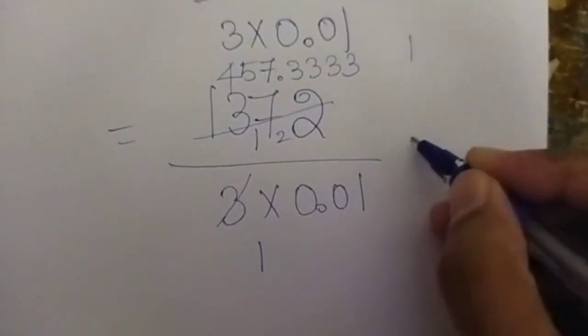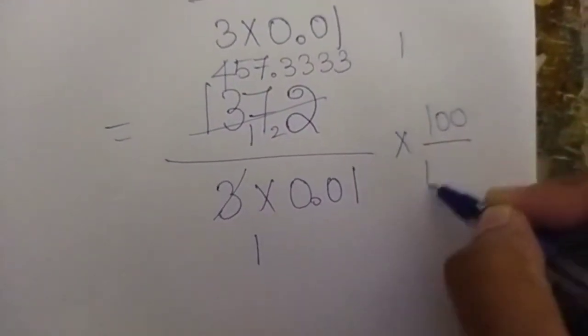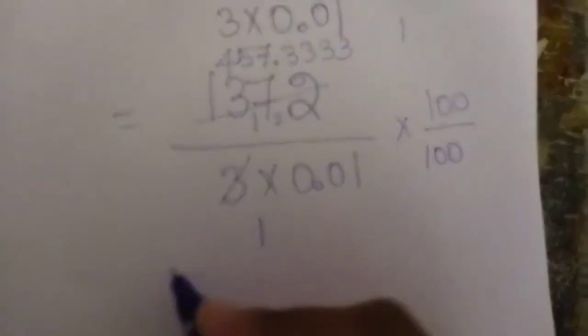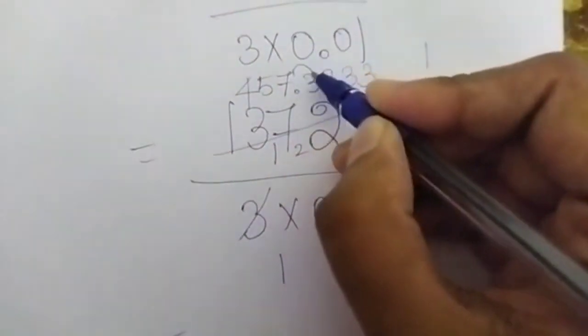Let me multiply and divide by 100 on both sides, numerator and denominator. If I multiply and divide by 100, the decimal point moves 2 places. So if I move 2 places, that means 1, 2.